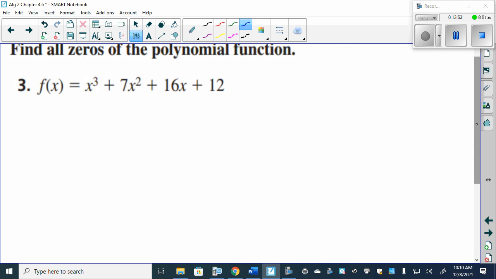Find all the zeros. Well, how many will we have? 3. How many do we really need to find? Because since it's a degree 3, I need to get it down to a quadratic, yes? So if I find 1, I can use synthetic division and take it from a degree 3 to a degree 2, and then we can use the quadratic method or our methods for solving quadratics.